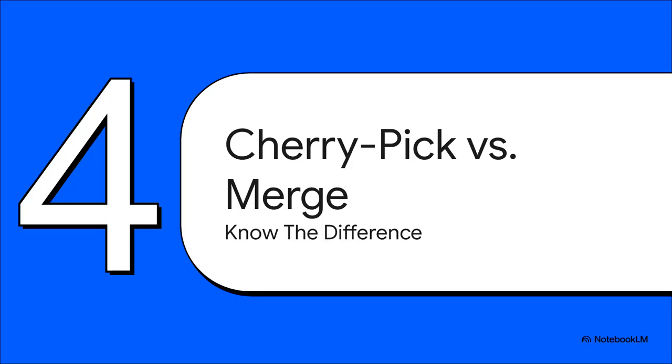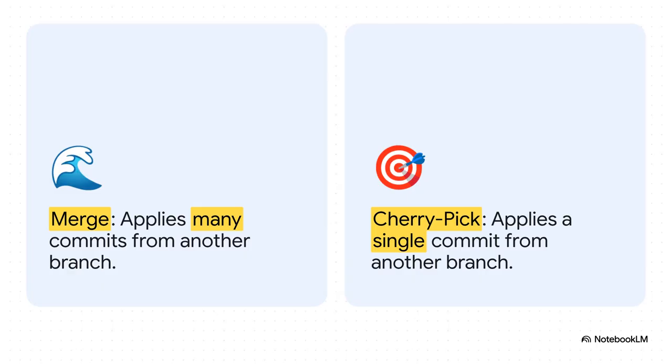Now at this point, you're probably wondering, hold on, why not just merge the branches? And that's a totally fair question. The difference between these two is vital for knowing when to use which tool. So let's put them side by side. Here's the difference in a nutshell. A merge is designed to bring over the entire history of another branch. It's an all-or-nothing deal. You get all the commits or you get none of them. Cherry pick, on the other hand, is that surgical tool. It lets you select one specific set of changes and bring it over, while leaving all the other commits behind.